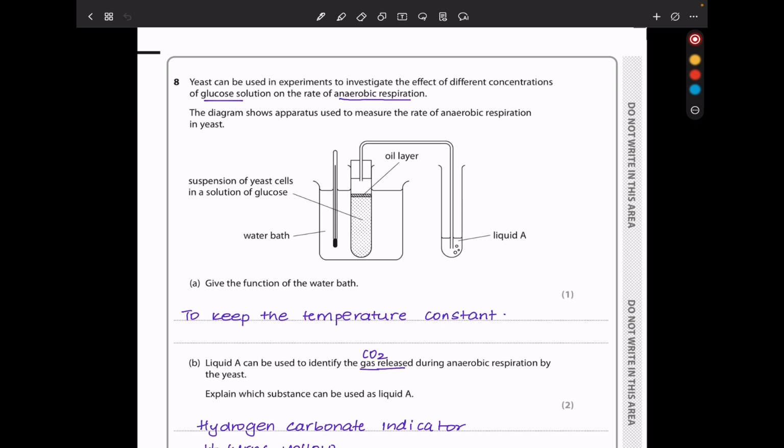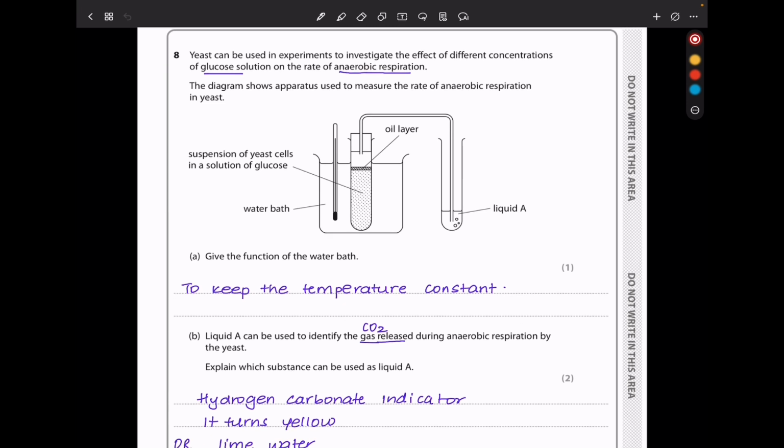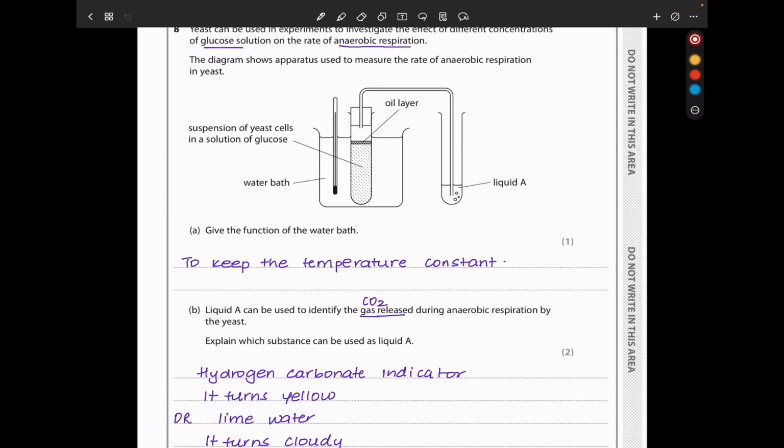Question 8. Yeast can be used in experiments to investigate the effect of different concentrations of glucose solution on the rate of anaerobic respiration. The diagram shows apparatus used to measure the rate of anaerobic respiration in yeast. So we can see there is a water bath to maintain the temperature, there is a thermometer to check the temperature, there is a suspension. The oil layer is there to prevent any oxygen from entering since this is anaerobic respiration. And then we have liquid A.